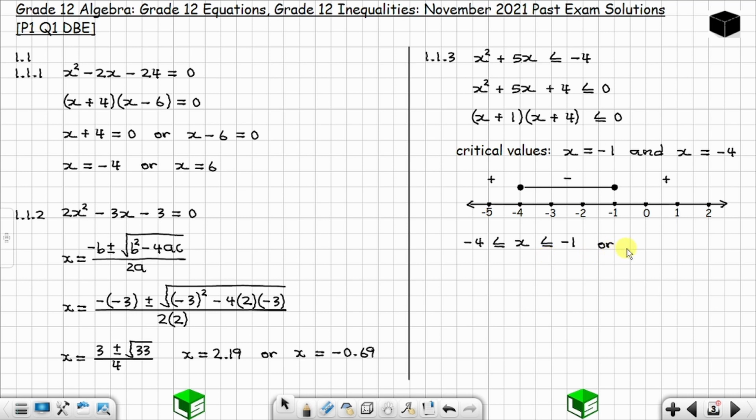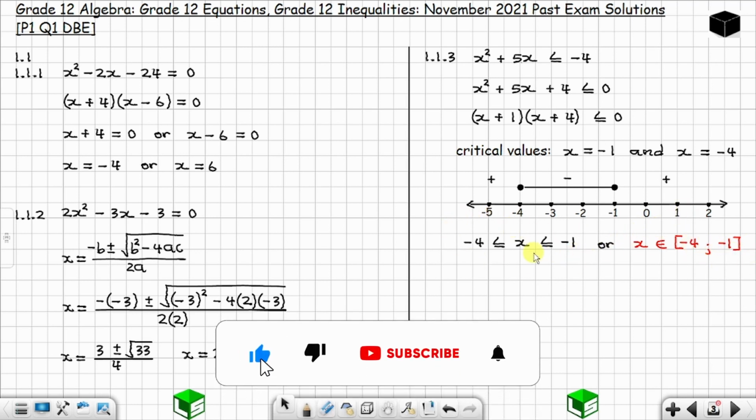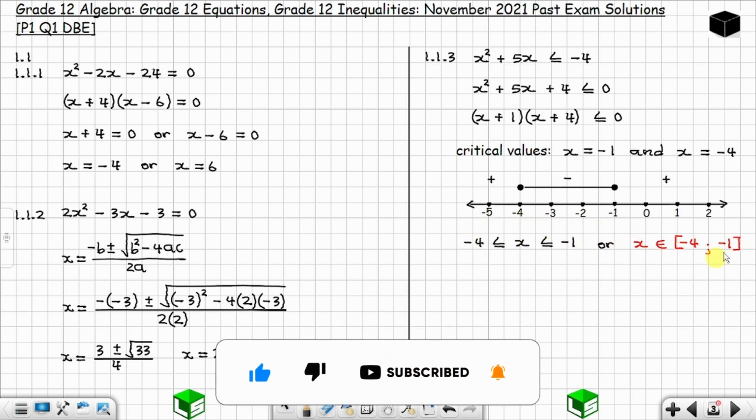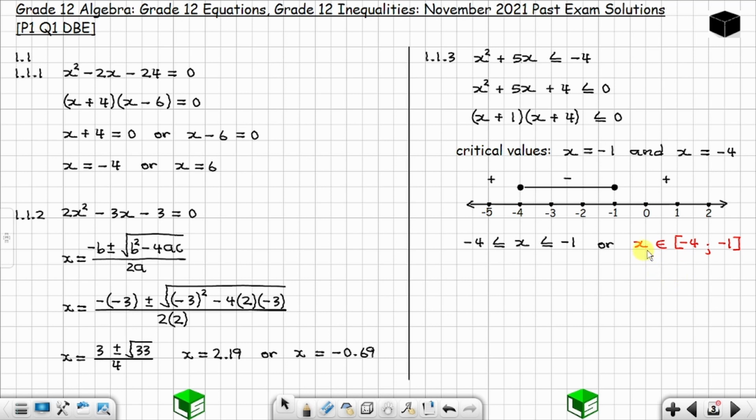Or you can give your answer like this: x element of this interval from -4 to -1. Okay, so you have to give it like this or like this. You don't have to write the two answers, okay? Just give this one or this one, okay? You can see that. So you have x element of this interval from -4 to -1, and make sure that you use a square bracket, not a round bracket. You have to use a square bracket to show that -4 and -1 are included.